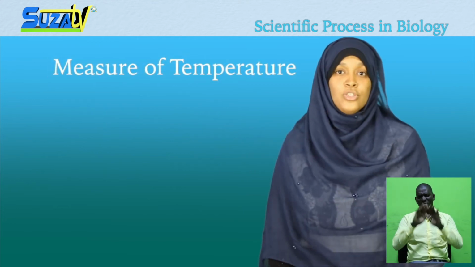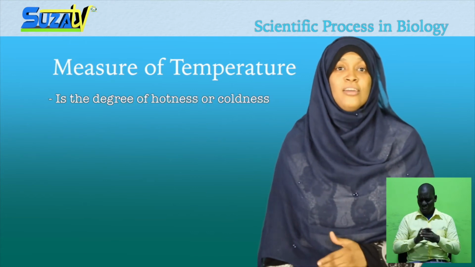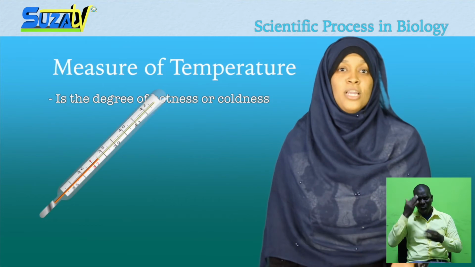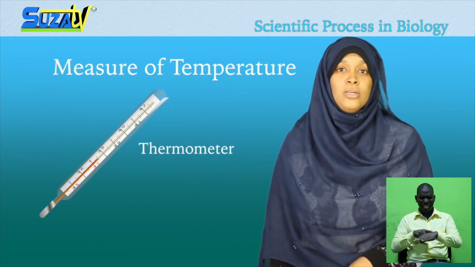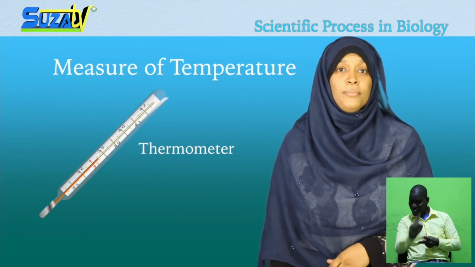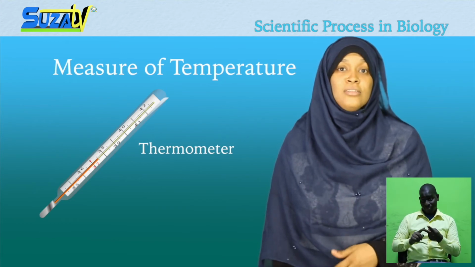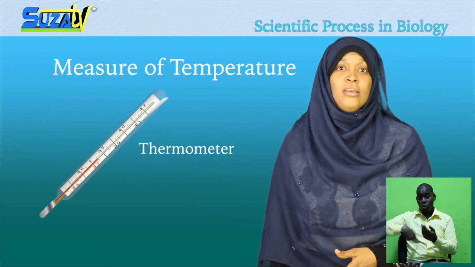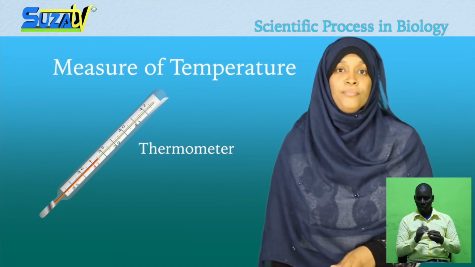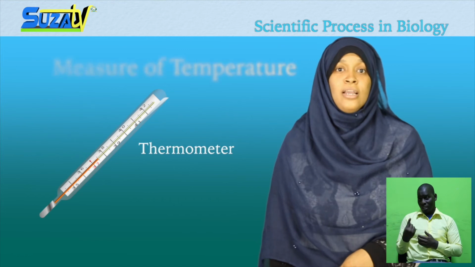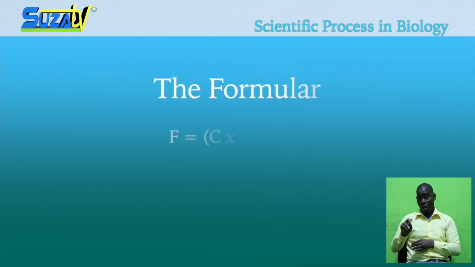Measure of temperature. Temperature is the degree of hotness or coldness. Temperature is measured by means of thermometer. The SI unit of temperature is Kelvin, K. Others are degree Celsius C and degree Fahrenheit F. These units relate by the following formula as shown on your screen.